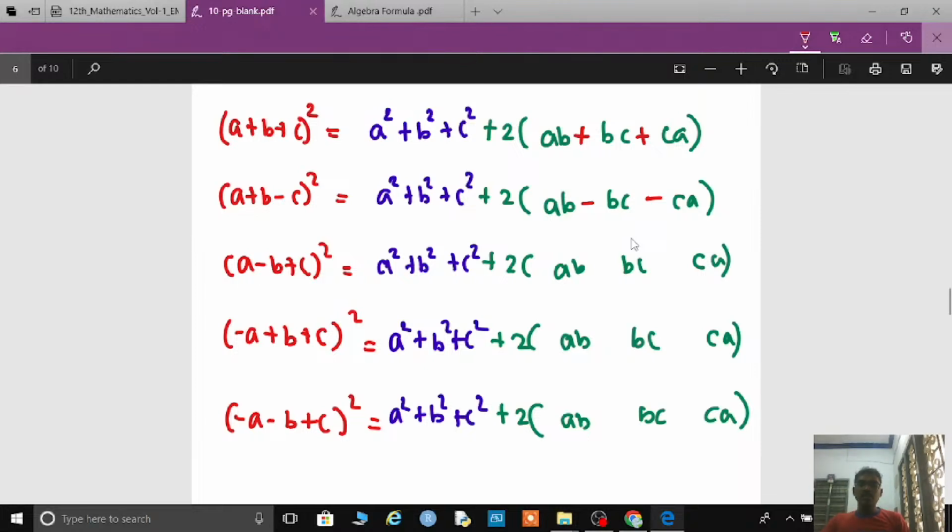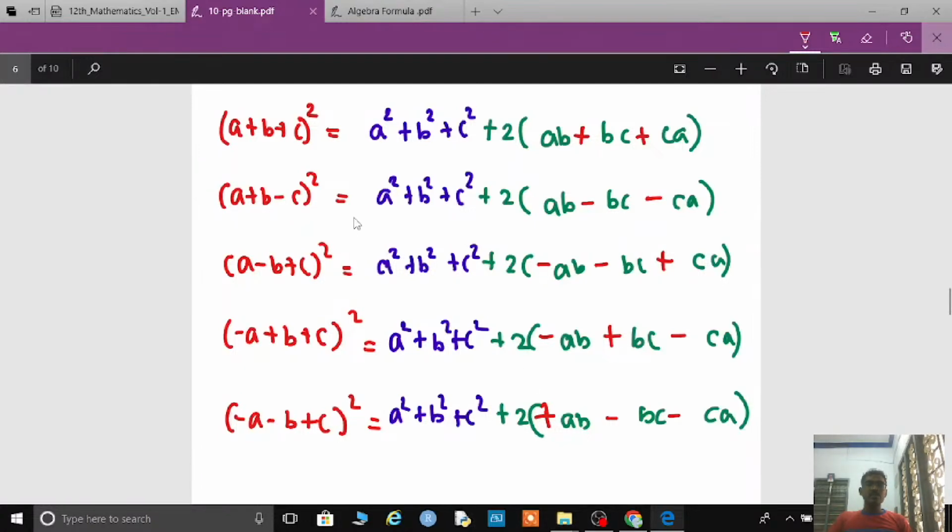Next, here a is positive, b is negative, so plus into minus is minus. Here b is negative, c is positive, minus into plus is minus. Here a is positive and c is positive, so it becomes plus. Next, here a is negative, b is positive, so it becomes minus. Here b is positive, c is positive, so plus. Here a is negative and c is positive, so minus. Here a is negative, b is negative, so minus into minus becomes plus. That's the only special thing we need to note here. And here b is negative, c is positive, so minus. And here a is negative and c is positive, so minus.